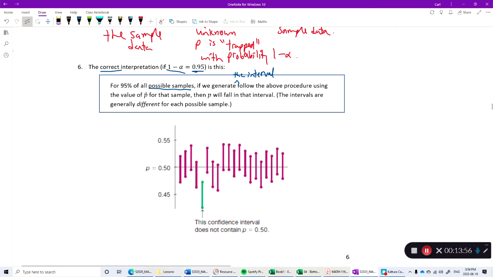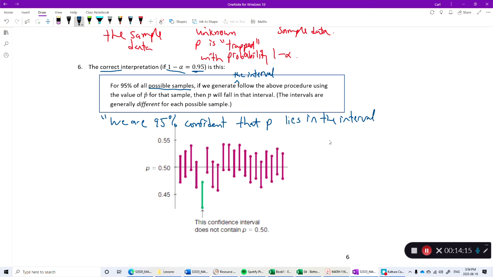Okay, so what we say is that we are 95% confident that p lies in the interval of p hat minus E up to p hat plus E.